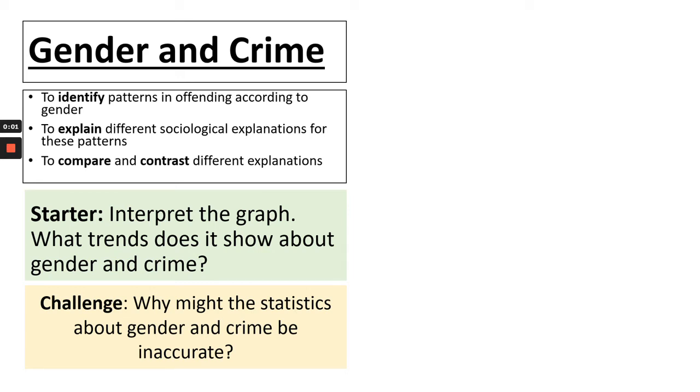Hi everyone, today we're looking at gender and crime. Firstly, we're going to identify patterns in offending according to gender. Then we're going to look at the different sociological explanations for these patterns and then compare and contrast.